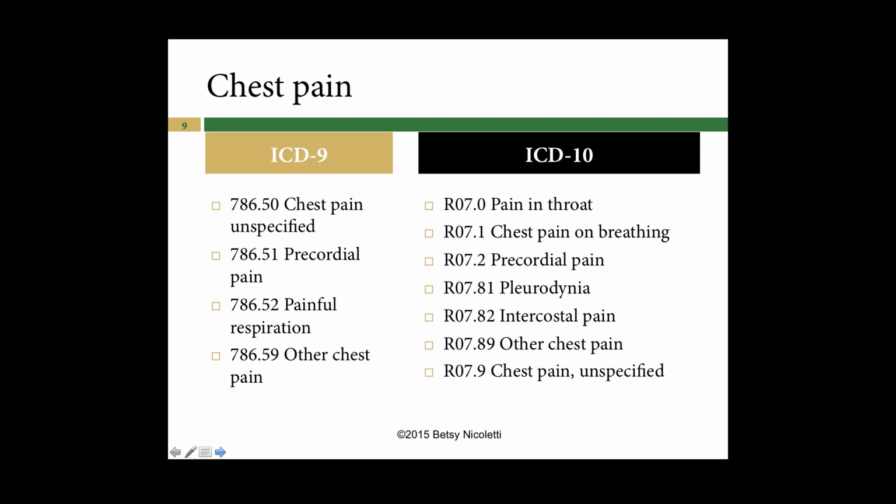You've seen this slide before if you've been tuning in. Chest pain gets a little more specific in ICD-10. And here's an example. If you look at 786.52, painful respiration, that crosses exactly to R07.1. Simply, it has a change in description. And about 25% of ICD-9 codes will cross exactly to ICD-10, but most of those have this bit of a change in the description that we see here.